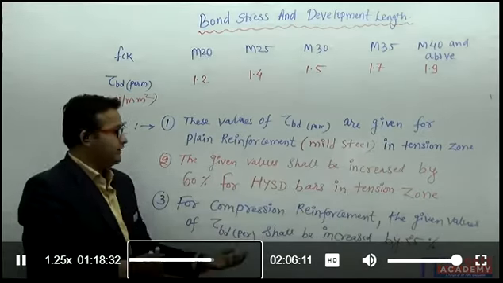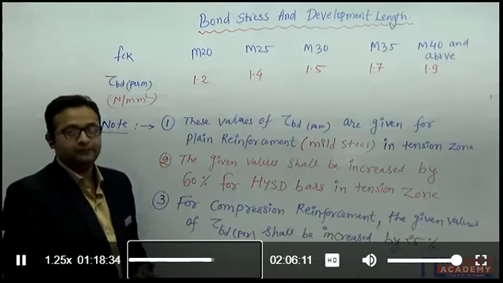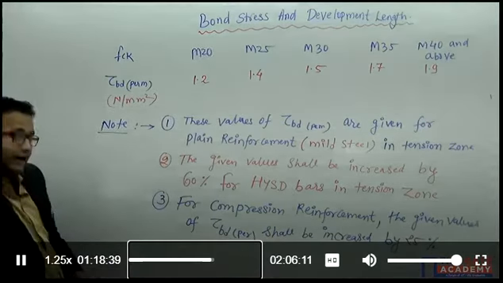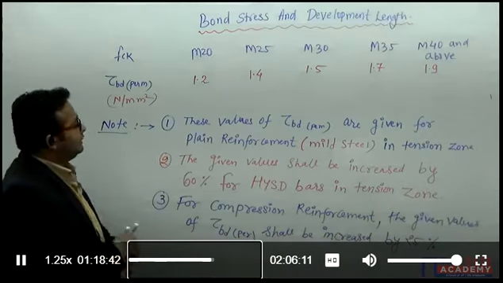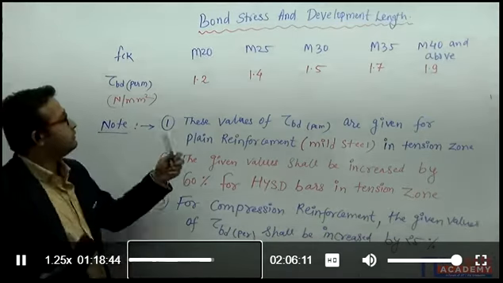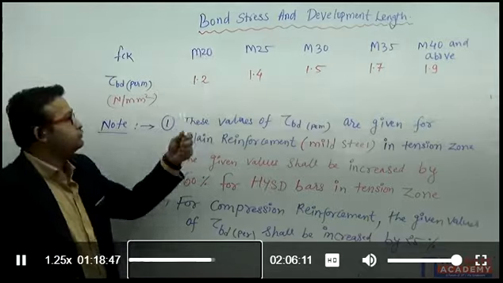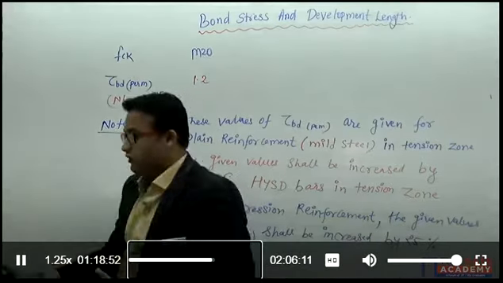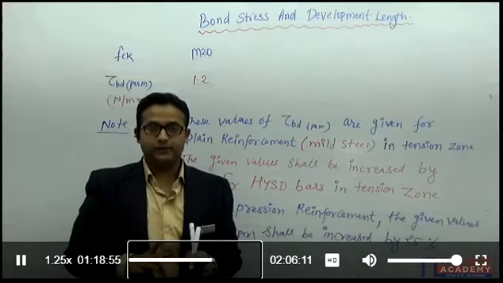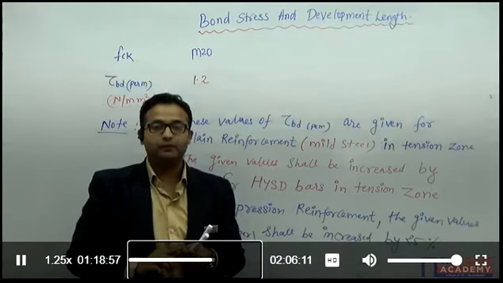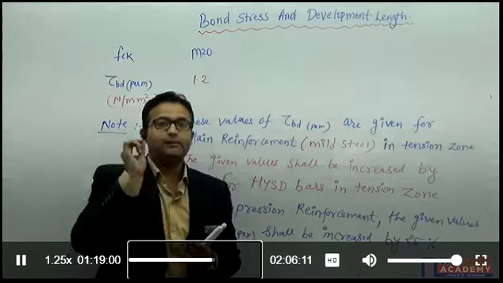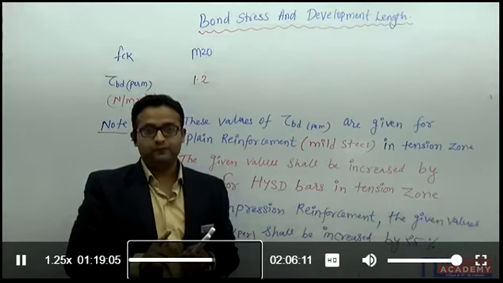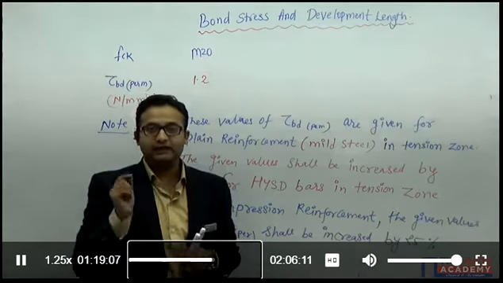Shall be increased by 25%. Right? Please note down this. So for example, suppose M20 grade of concrete we are using, and I have provided mild steel in compression reinforcement. My steel is mild steel and I have provided this reinforcement in the compression zone.